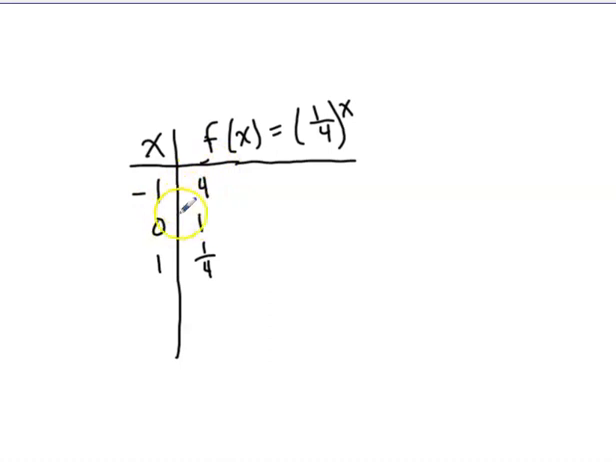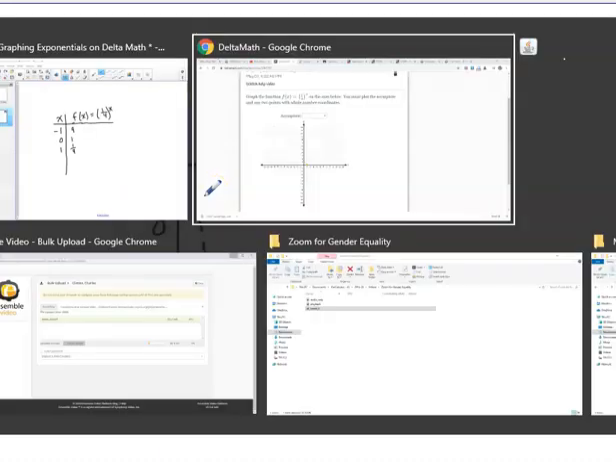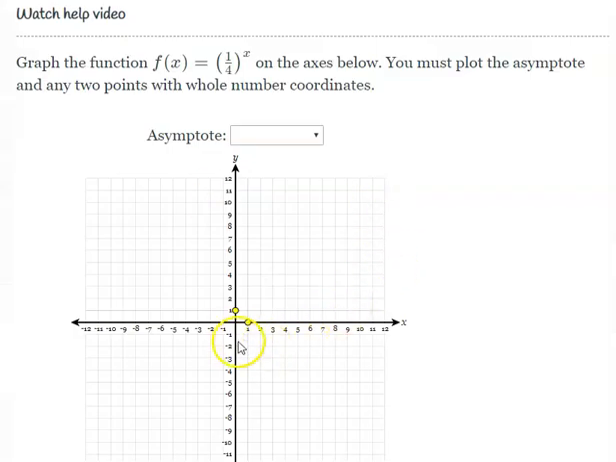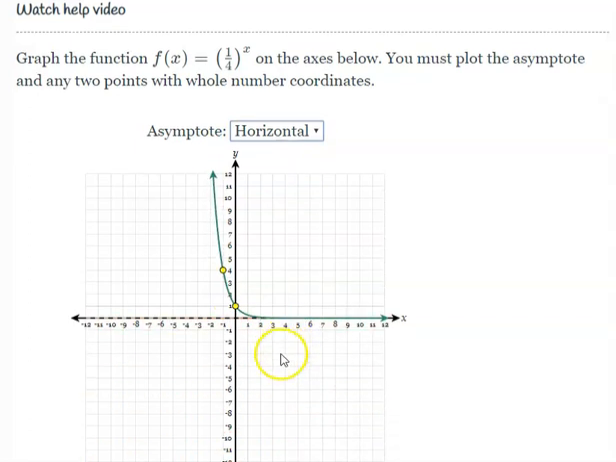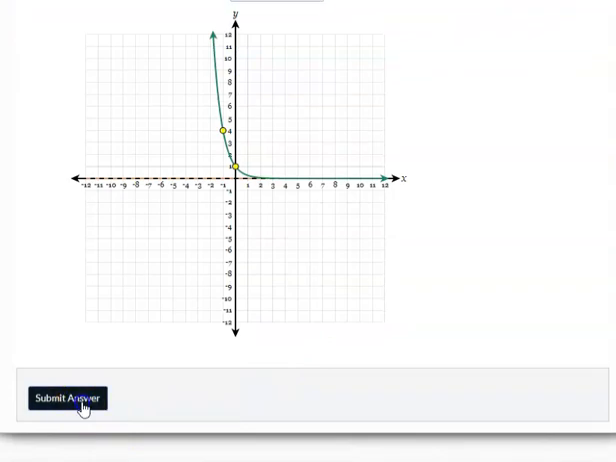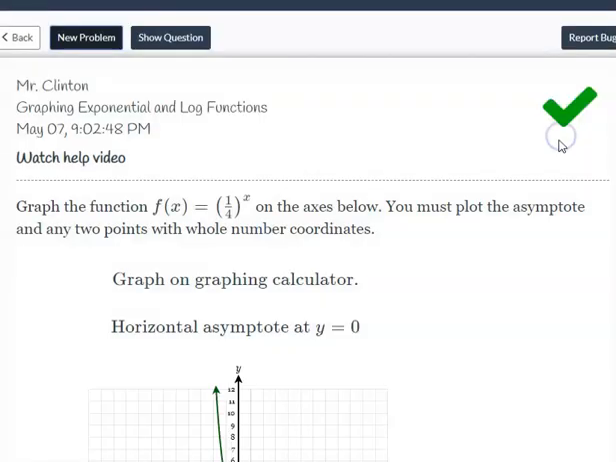So that's the pair of points I want to plot. -1, 4, and 0, 1. So that actually means it's decaying, right? So back over here, 0, 1 we already have, and we want to go to -1, 4. So we see decay, create our horizontal asymptote, move it up to the x-axis. And there we have our exponential decay function. Okay, and obviously if it got more complicated, if there were other transformations, then you would want to obey them.